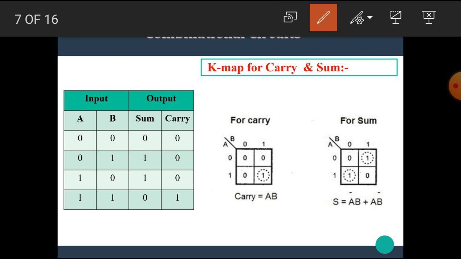Now let's find the K-map for the sum and carry. Here is the K-map for the carry. We use only a two variable K-map, and carry is 1 for the combination 1 1. That means when A is equal to 1 and B is equal to 1, we get 1 here. For this one we get a single, and we get the equation carry is equal to A into B.